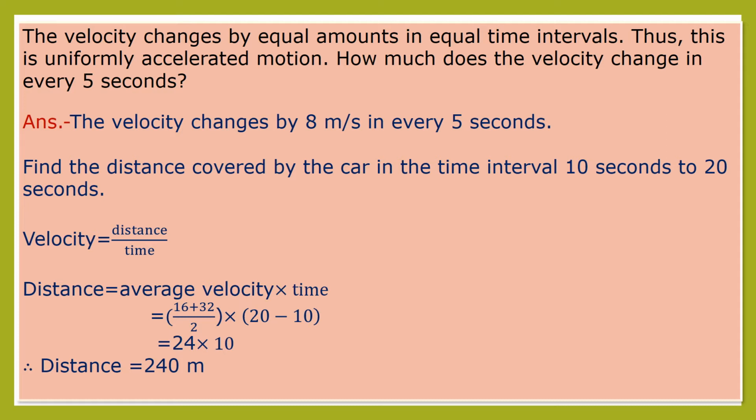Now we have to find the distance covered by the car in the time interval between 10 seconds and 20 seconds. When we have to calculate distance, we use the formula for velocity. Velocity is equal to distance upon time. Here we have to calculate distance, so we can rearrange this formula: distance is equal to average velocity into time.